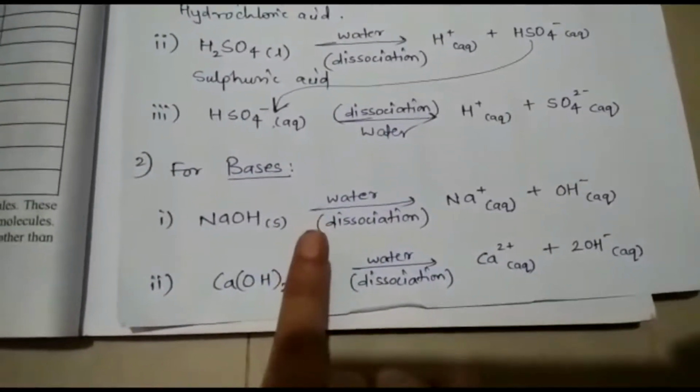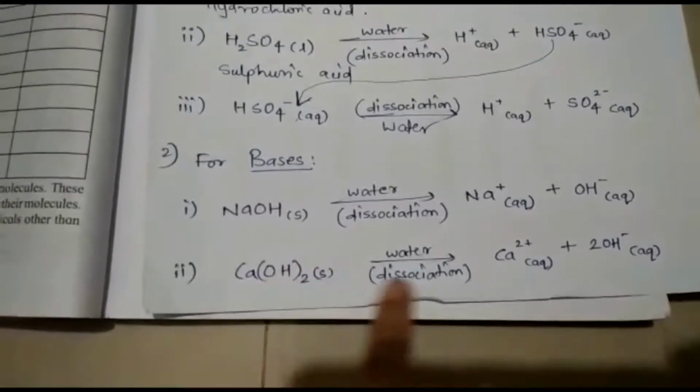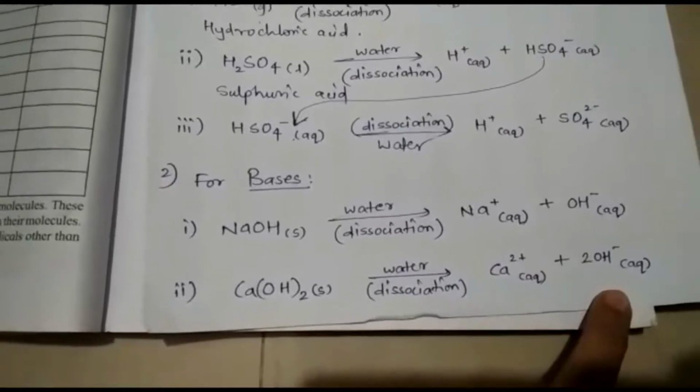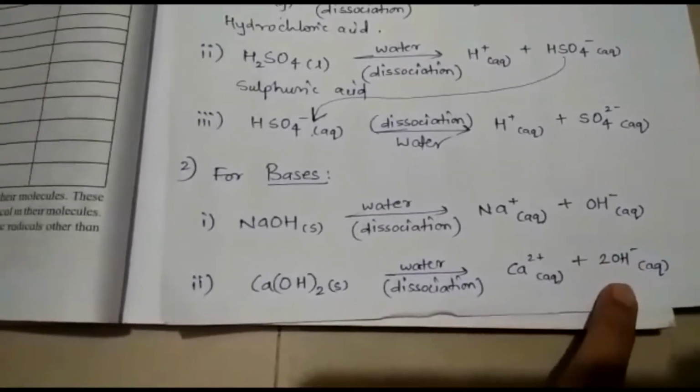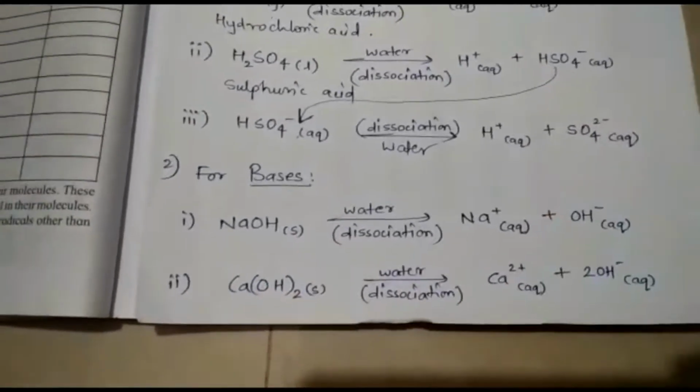Are you getting it? This is calcium hydroxide. When calcium hydroxide dissolves in water, it gives us calcium plus 2 hydroxide ions. So these hydroxide ions indicate that calcium hydroxide is basic in nature.